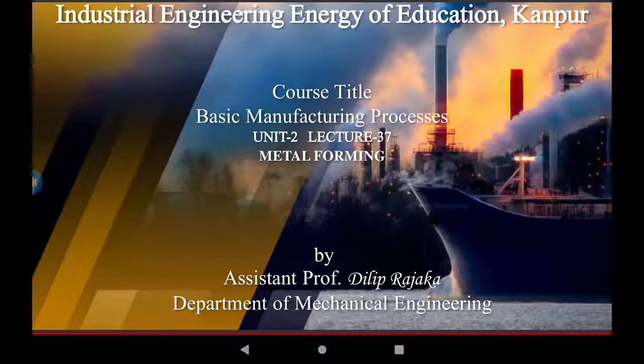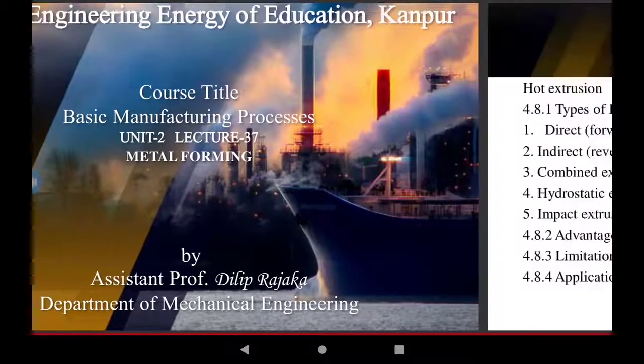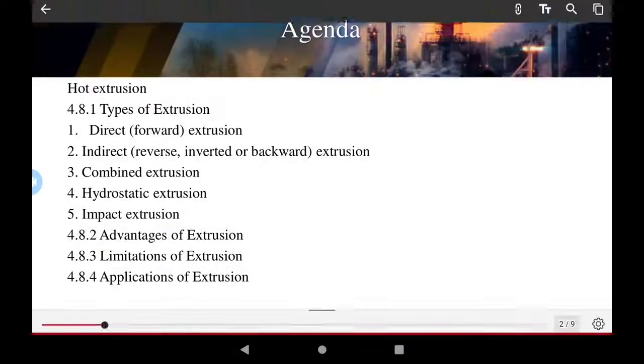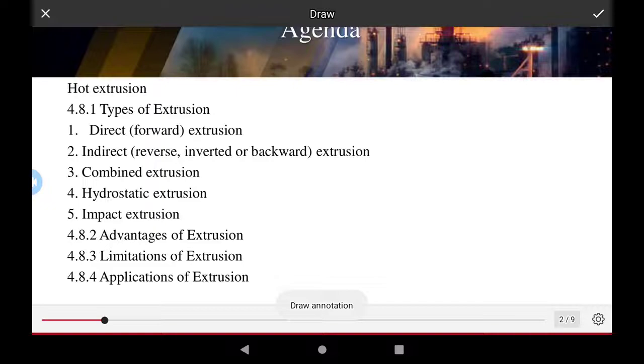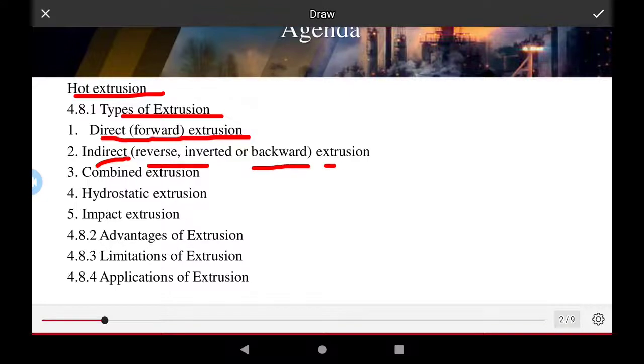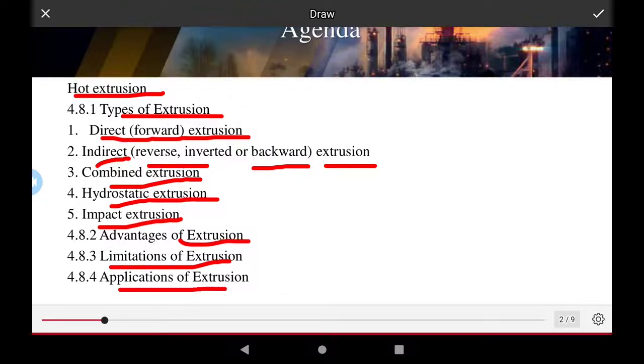This course, Basic Manufacturing Process, Unit 2, Lecture 37, the metal forming is continued. Agenda for today. In this video I present hot extrusion and the types of extrusion process: direct forward extrusion, indirect reverse, inverted and backward extrusion, combined extrusion, hydrostatic extrusion, and impact extrusion. The advantages of the extrusion process, limitations of extrusion, and applications of extrusion.